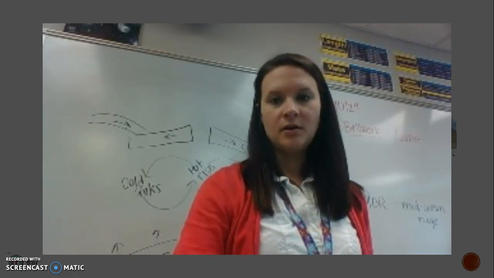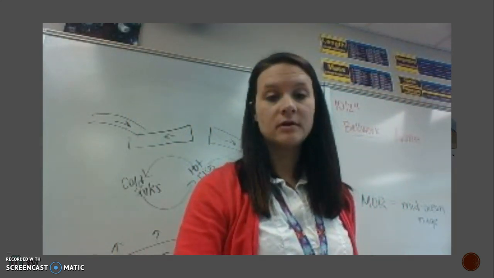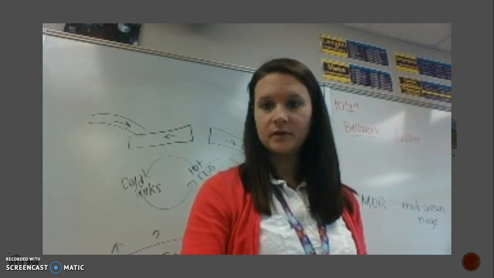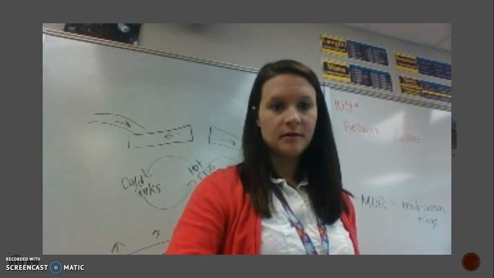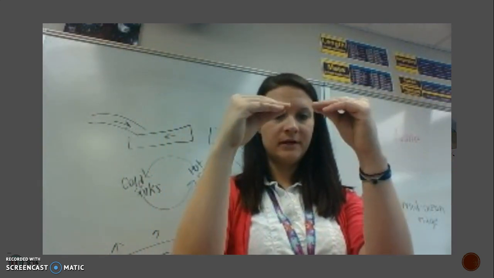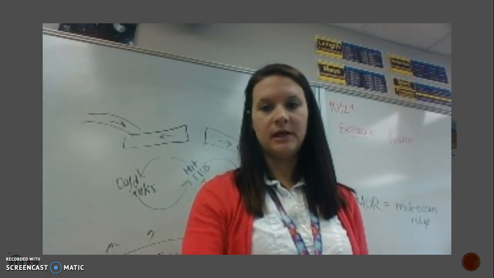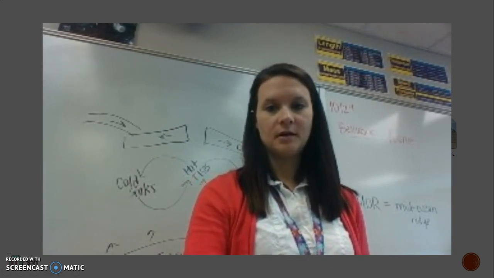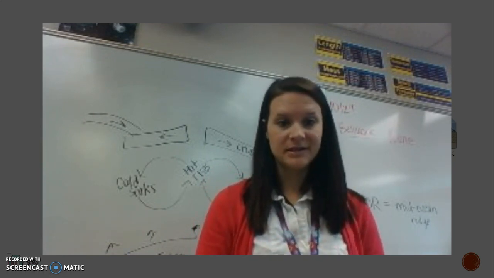Another type of boundary is the divergent boundary, where the plates are moving away from each other or diverging. That would be this one. And the last kind of boundary is the convergent boundary, where the plates are colliding, they're coming together or converging. And that would be like these here. We'll talk about these in much more detail tomorrow.